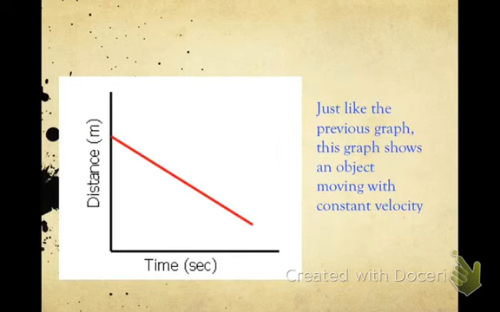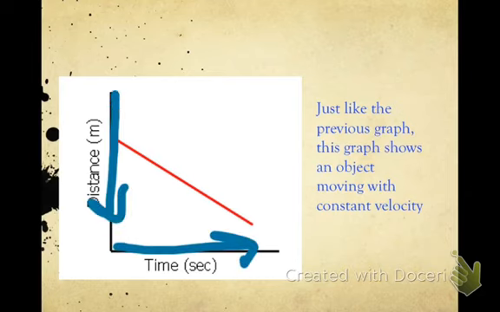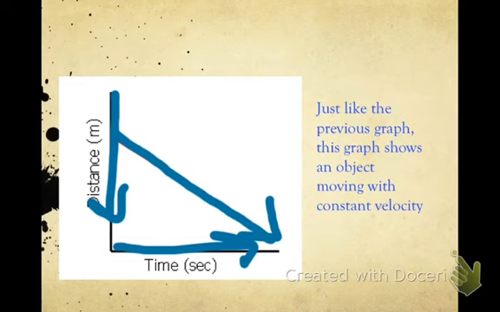Here we go. Just like the previous graph, the one right before, this one is also moving at a constant velocity. This time, as we have our time increasing, our distance is decreasing. So we started at this distance, and now it's basically like we are slowing down. Okay?